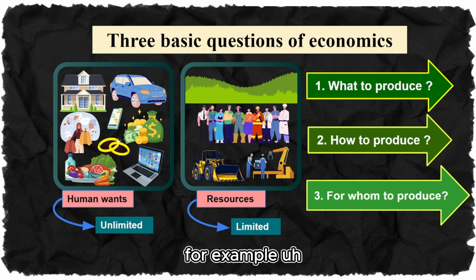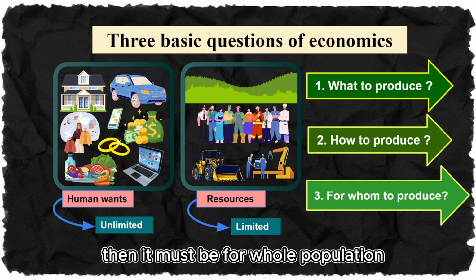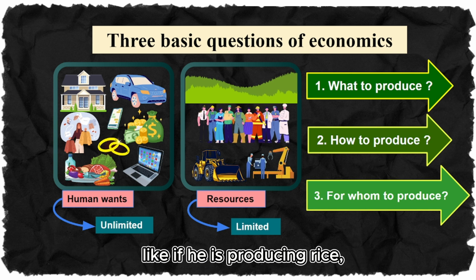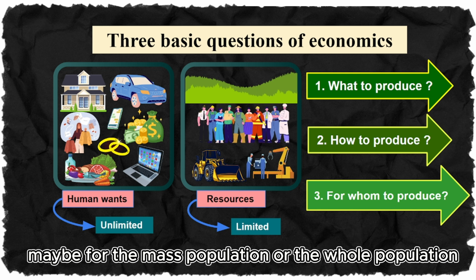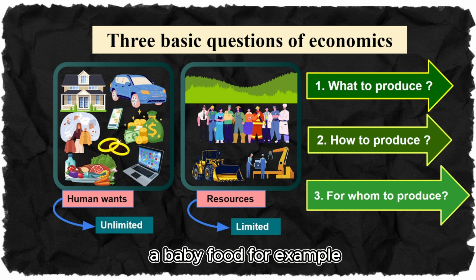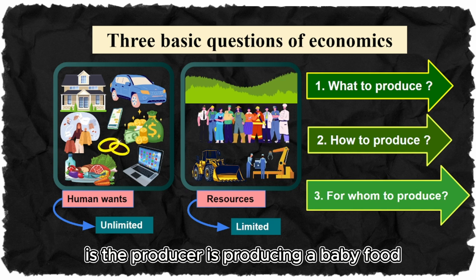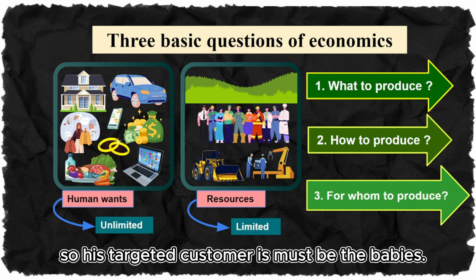For example, if the producer is producing some grocery items, then it must be for the whole population. Like he is producing rice, he's producing wheat, he's producing milk. It's maybe for the mass population or the whole population. But if the producer is producing baby food, then it must be only for babies, not for the whole population. So his targeted customer must be the babies, right?